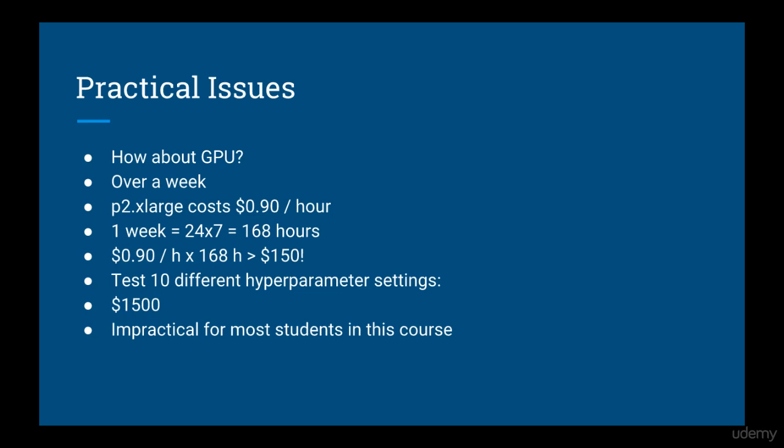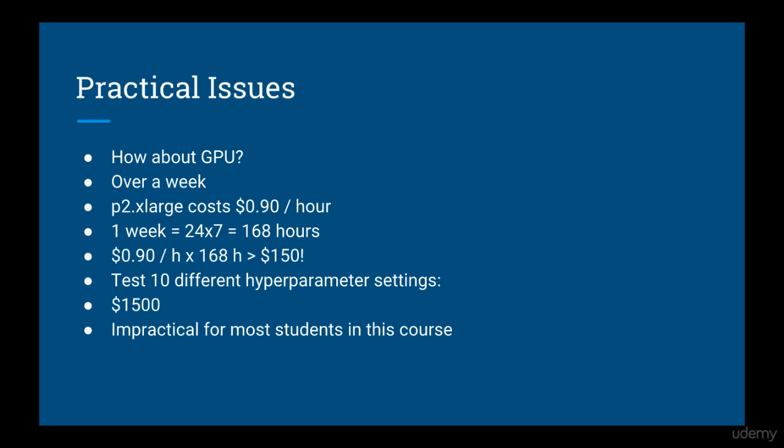Some models on even a GPU will take a week or more to train. Let's do a quick calculation. Suppose you're using a P2X large on EC2, which costs 90 cents an hour. How many hours are there in a week? That's 24 times 7, which is 168 hours. Multiply that by 90 cents. That's over $150, and that's just one training instance.